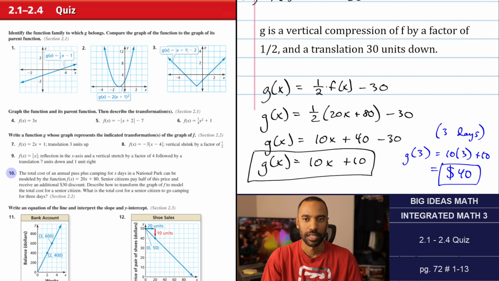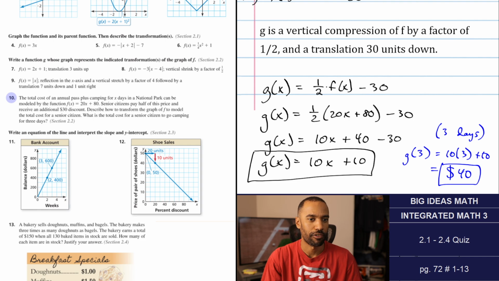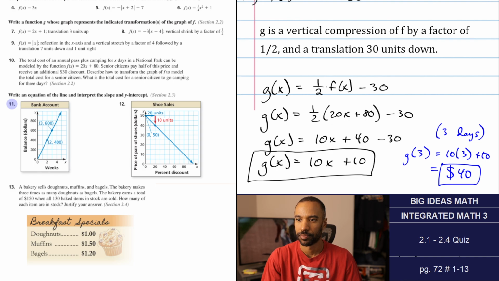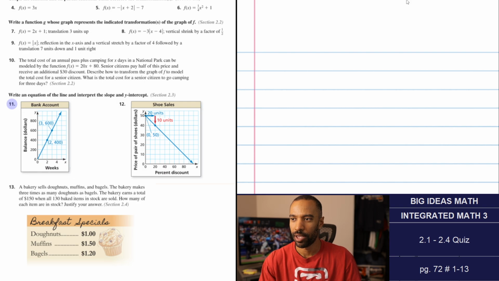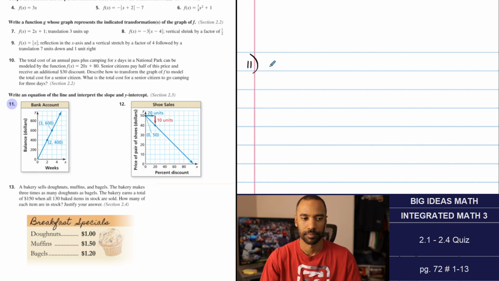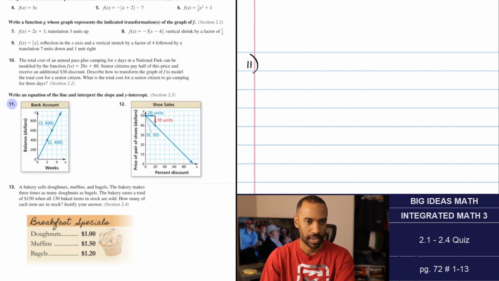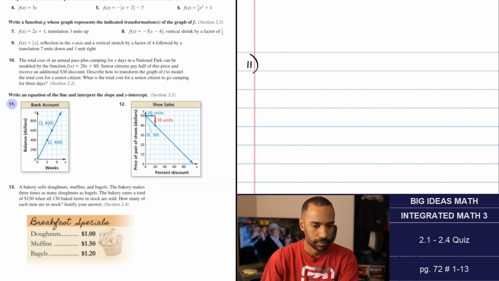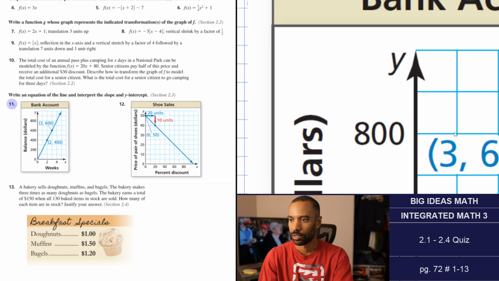Okay, let's jump to, I lost my page. Let's jump to numbers 11 and 12 for section 2.3. 2.3 was modeling with linear functions. Write an equation of the line and interpret the slope and y-intercept. Okay. I think I want to copy and paste this guy as well. Let's get the high-res one that I can get again. Hopefully nothing crashes this time. Okay, here we go.